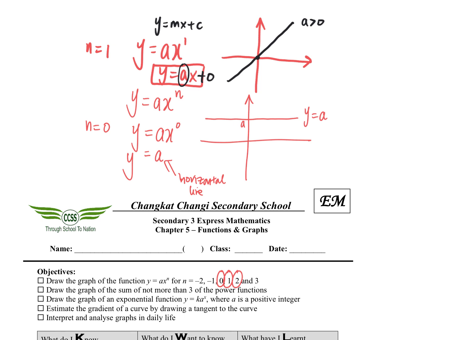So if the gradient is negative, then you are going to get a downward sloping line. But it is basically a straight line graph. Correct? So we have learned when n is 0, it's just a horizontal line. If a is positive, it goes up; if a is negative, it goes below.